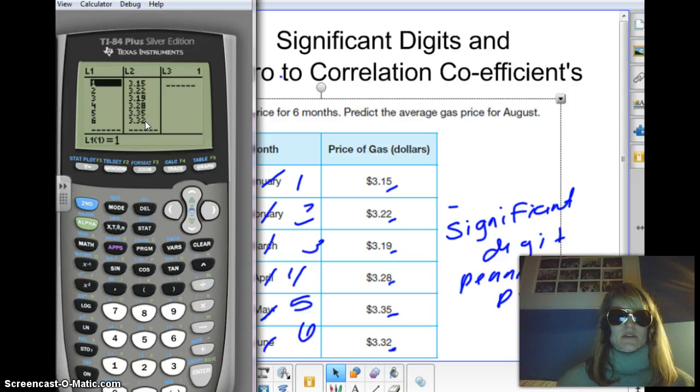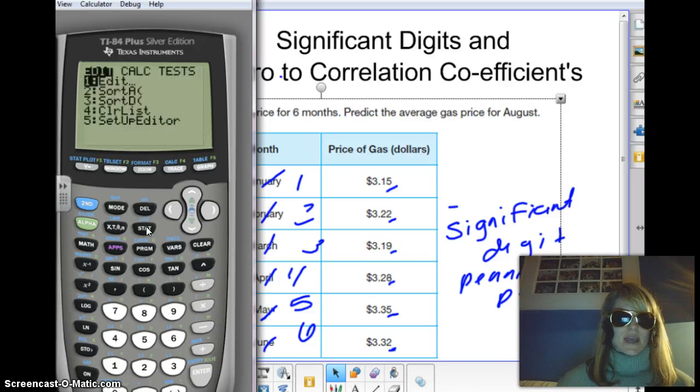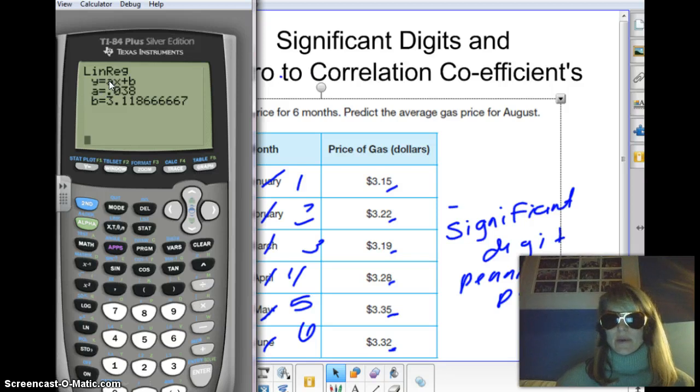Okay, so we should know that it goes Stat, enter here. Now from here, we do Stat over to Calc. We're looking for the linear regression, which is number 4, and we hit enter. So you can see my A, or my slope. Remember, A is really the M. They like to use A on the calculator. And B is my y-intercept.